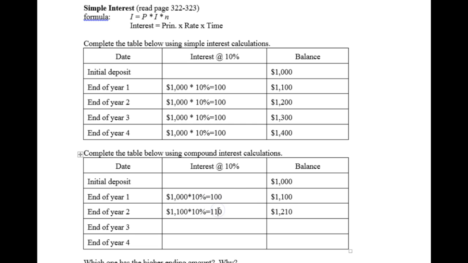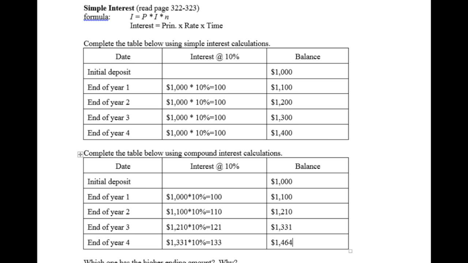equaling 110. So your balance has increased to 1,210. And notice you earned interest on that interest. On compound interest, you get to earn interest on the balance that's being brought forward, not just the initial deposit. Take a moment, put this on pause, and finish the table for me.